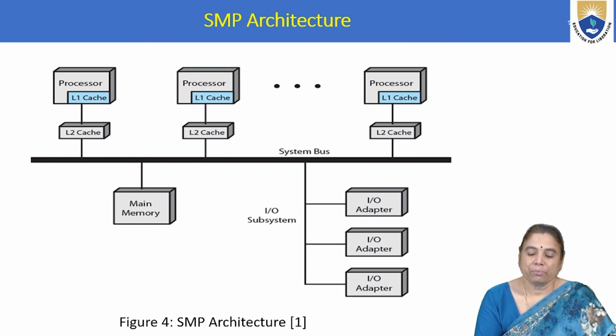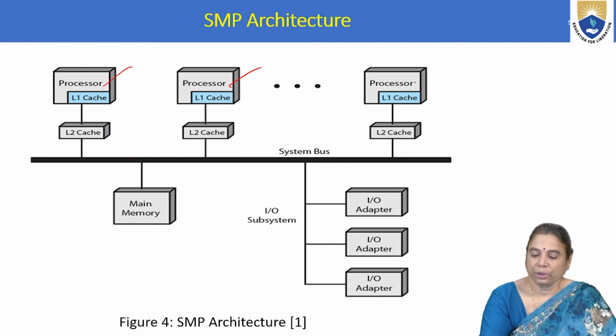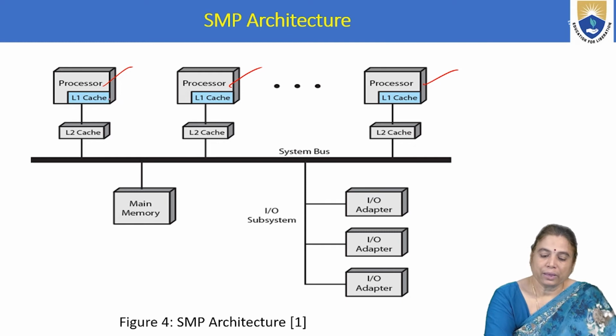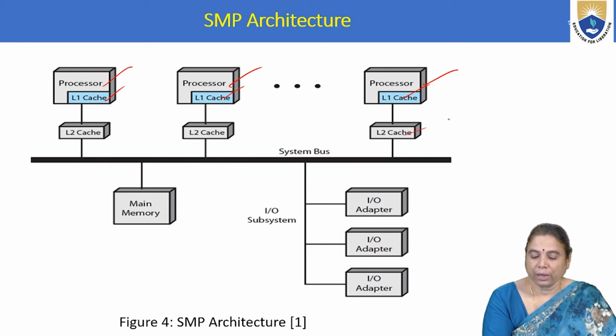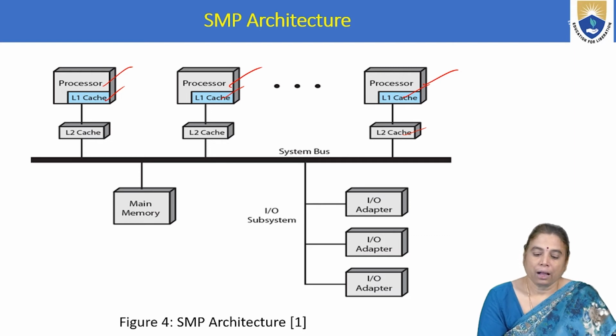So what is SMP, symmetric multiprocessor architecture? Here these are processor 1, processor 2, etc., processor n. Each processor can have an internal cache, L1 cache, and they are connected to the system through the L2 cache. And this is the main memory and IO subsystem. The processors can share the main memory and IO bus, and they can communicate with a technique of message passing. This type of architecture is generally referred to as symmetric multiprocessor architecture.